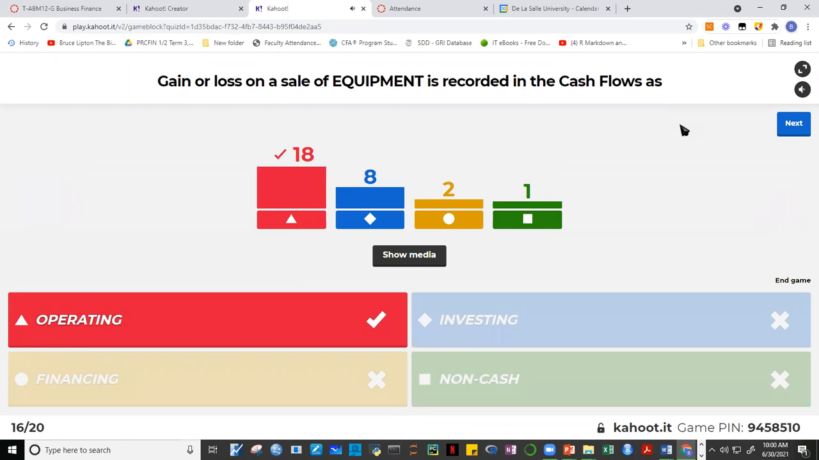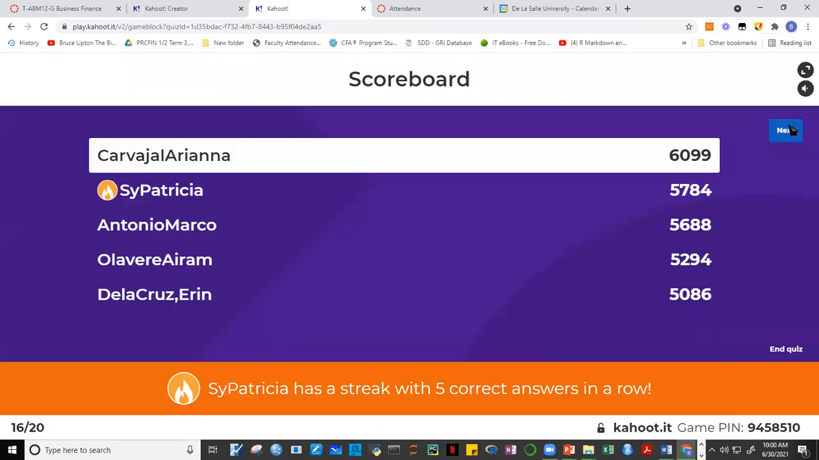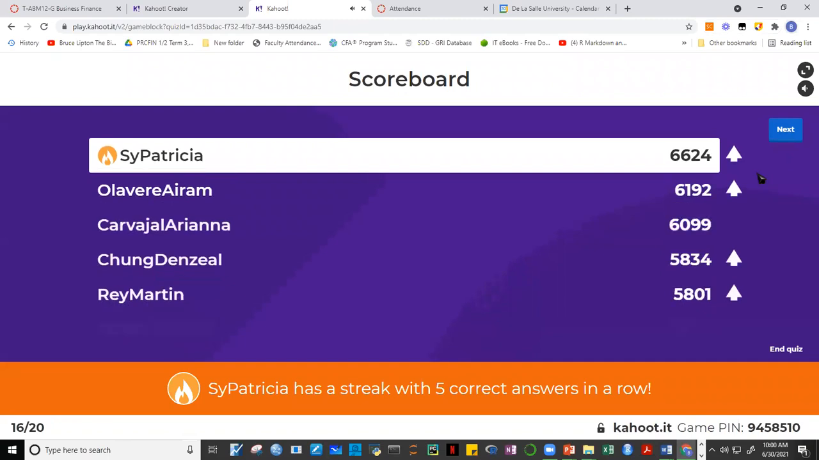Okay, answer is operating. Tama. Mukhang na-discuss to sa accounting nyo, no? So, yung purchase of equipment, papasok yan sa investing activity. Pero pag binenta mo na yung equipment, tapos nagkaroon tayo ng gain or loss doon, papasok yan sa operating. Hindi siya papasok sa investing. Okay? So, medyo nagbago na yung scoreboard natin.